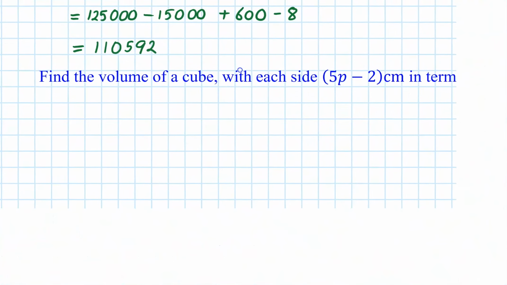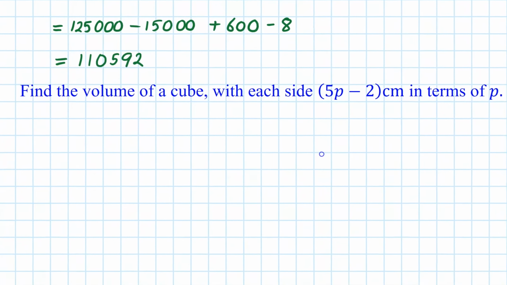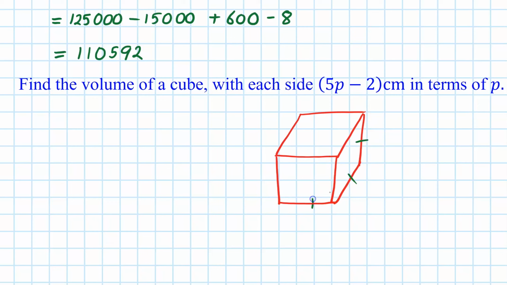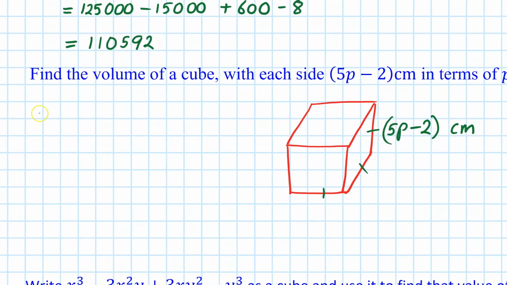Let's have a look at this question. Find the volume of a cube with each side 5p minus 2. Now in terms of p, of course, let me draw a cube first. You can easily draw that. It's a rough sketch. What we've been given is length, width and height. They're all 5p minus 2 centimeters.